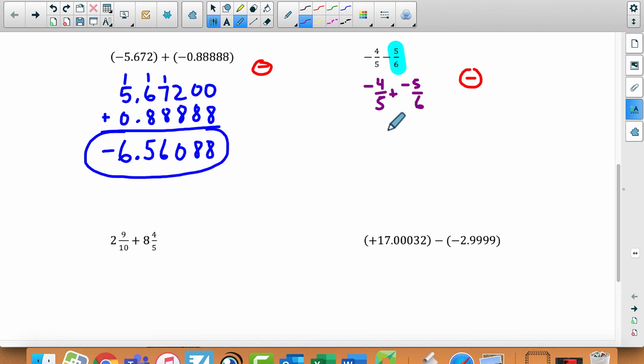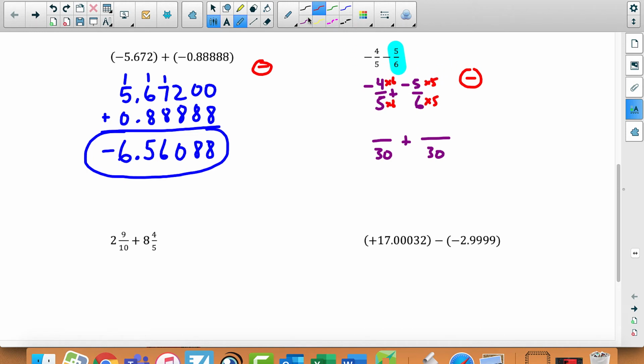When you add fractions, you need a common denominator. Common denominator of 5 and 6 is 30. So I'm going to get something over 30 plus something over 30. What do I multiply this 5 by? I multiply it by 6. What do I multiply this 4 by? Also multiply by 6. What you do to the bottom, do to the top. What do I multiply 6 by? 5. Do the same to the top.